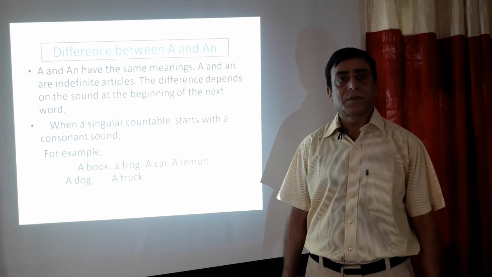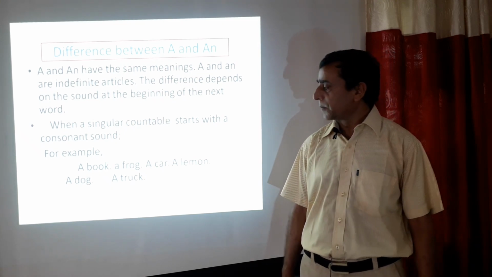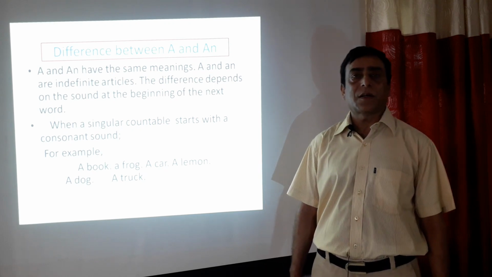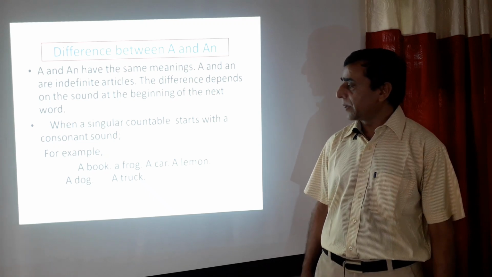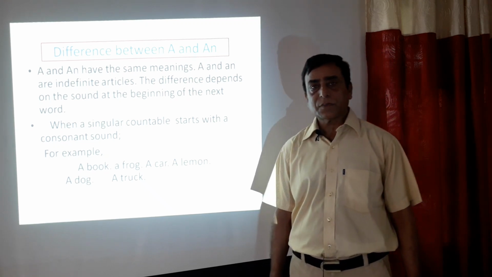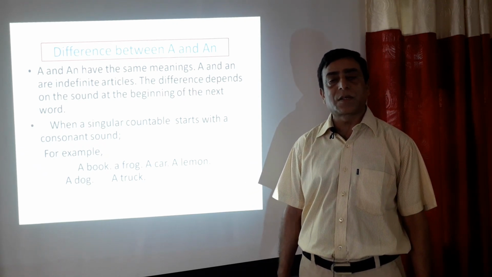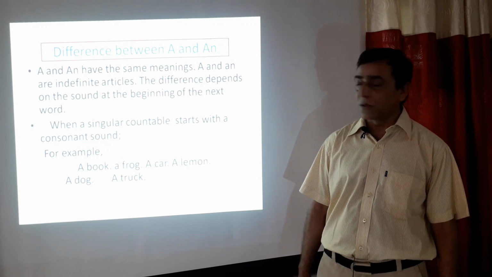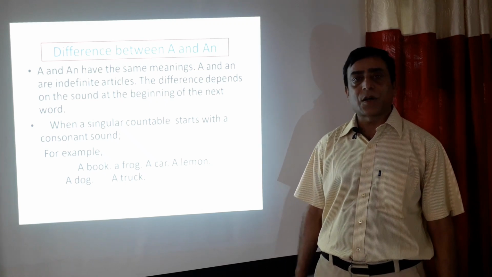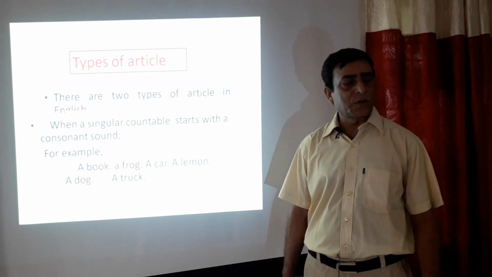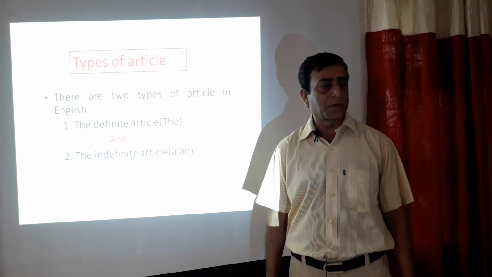A car, car has the initial sound of a consonant. So, we use a before car. A lemon, lemon is a consonant sound, the initial sound is a consonant. So, we use the article a before lemon, a lemon. A dog, dog also starts with a consonant sound. D is a consonant letter, we call it the initial sound of a consonant. So, we use a before dog. A truck, T is also a consonant letter. Before T, we use the article a.